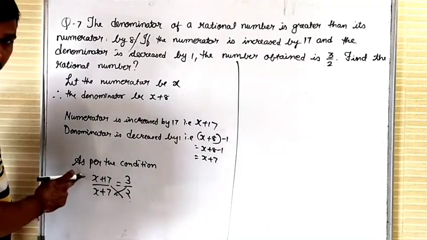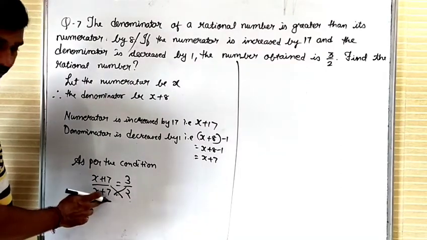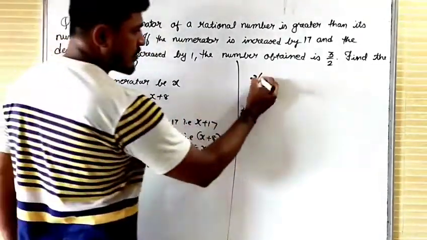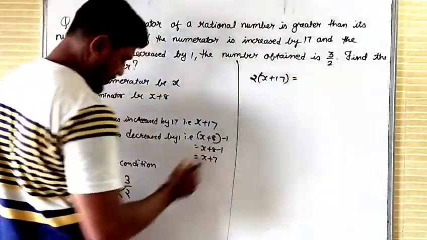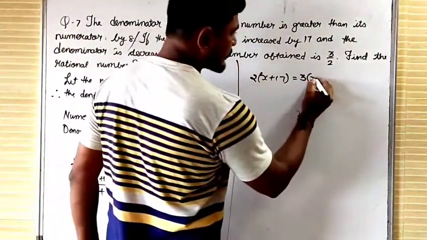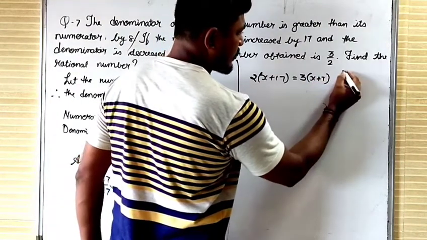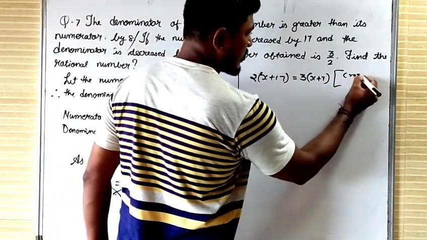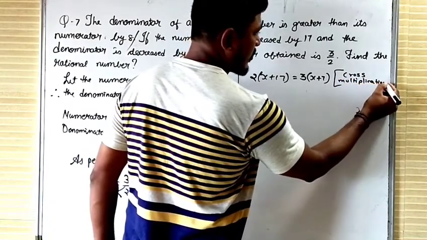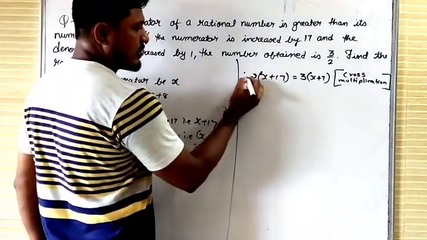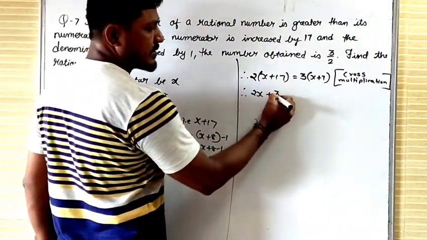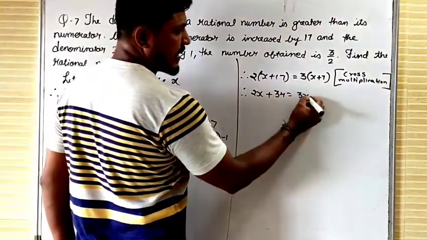2 will come over here toward the left and x plus 7 will go toward your right. So 2 into x plus 17, 3 as it is into x plus 7, write down cross multiplication. Now resolve the brackets: 2 into x is 2x, 2 17s are 34, 3 into x is 3x, 3 7s are 21.